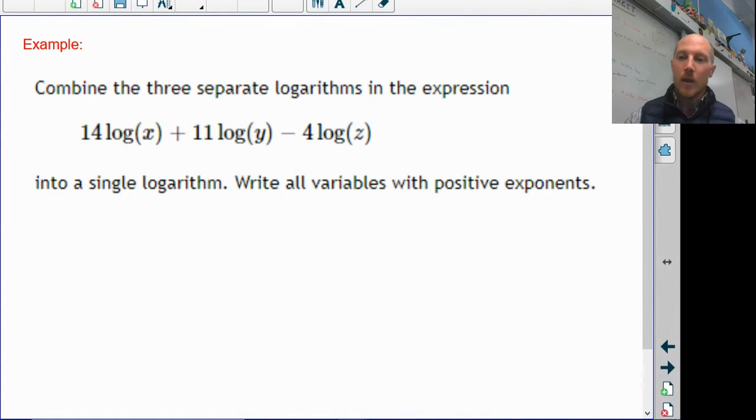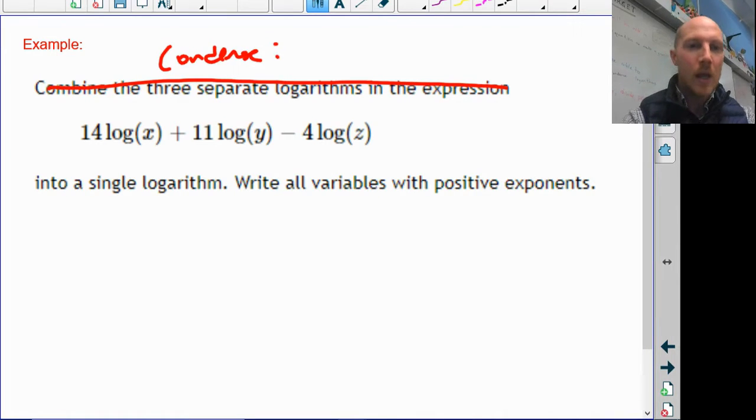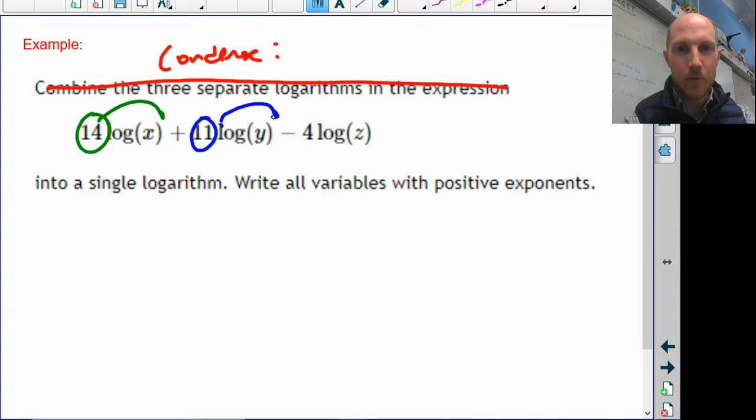So here's some examples. This one probably could skip, it's pretty straightforward, but we're going to do it all the same. So combine 3 separate logarithms into a single logarithm. We could just say condense. And so the 14 is going to come over here as an exponent. The 11 is going to come over here as an exponent. The 4 is going to come over here as an exponent. The first 2 I'm adding together, so it's going to be multiplication in my new log. And then the last 2 are subtracting, and so the last one is going to get divided in my new log.